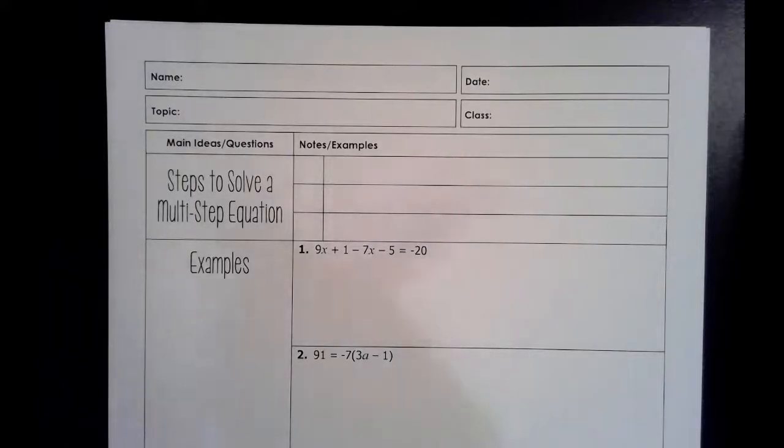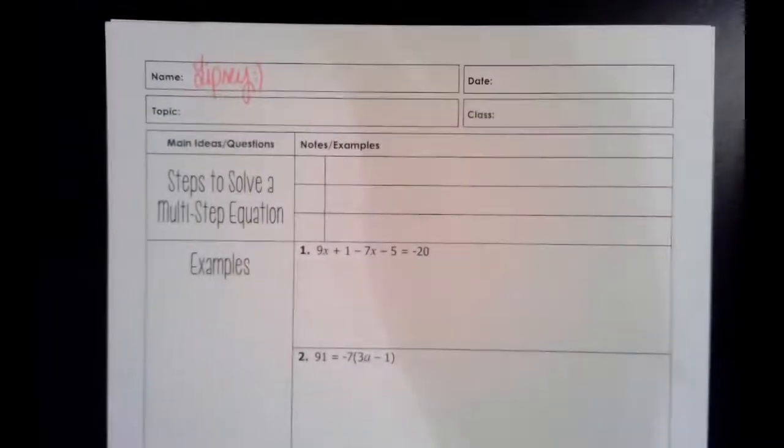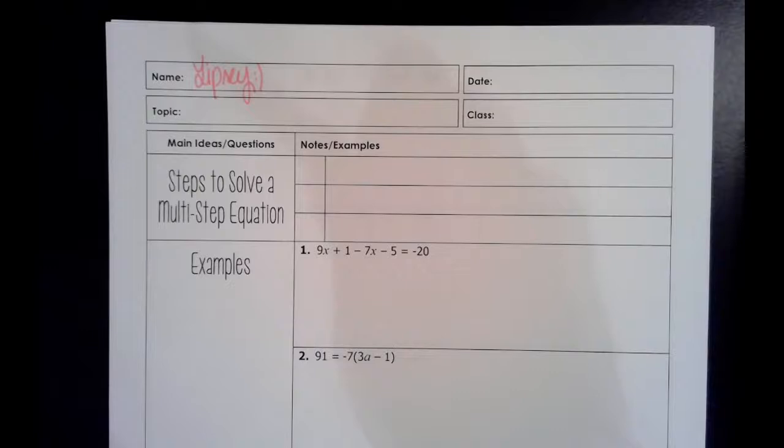So let's start with putting our name on our paper. So, make sure you put your date. Topic is solving multi-step equations. So the steps to solve are exactly the same, minus one step.